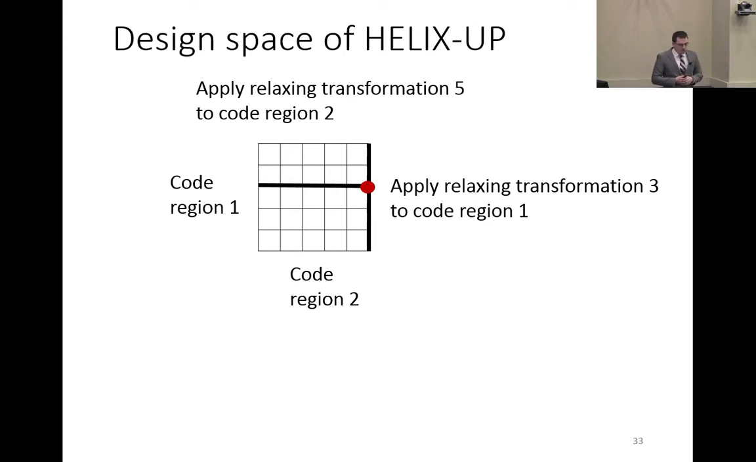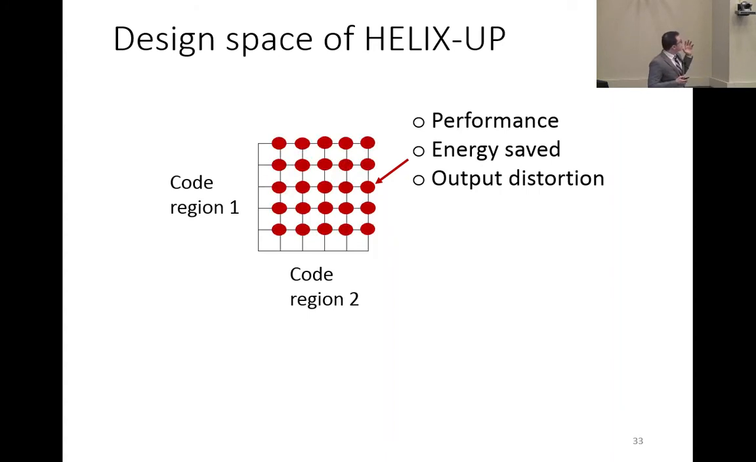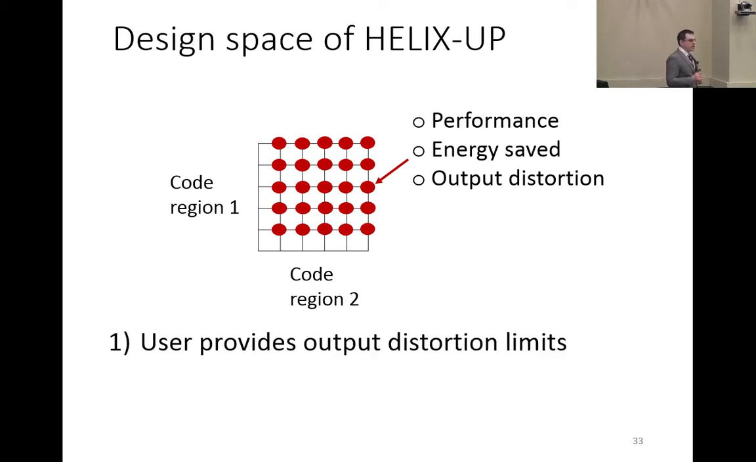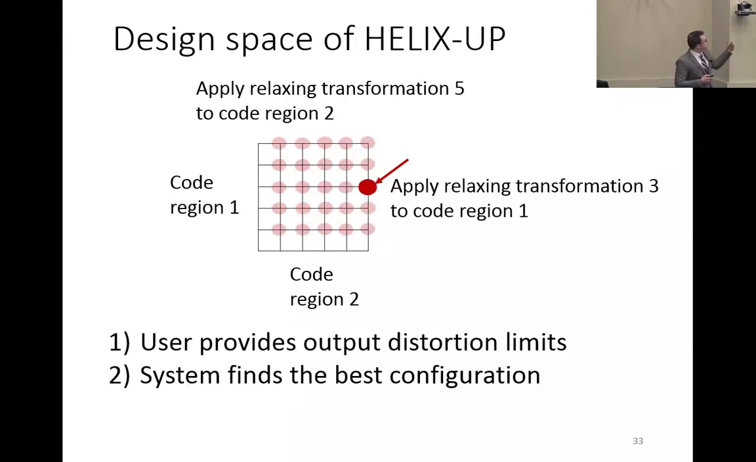The most obvious thing to do is characterize this point in performance obtained, energy saved, and the output distortion obtained on a set of representative inputs. Then, ideally, we would characterize all of the points inside the entire design space. So when the user sets the limits of the output distortion, the system can automatically infer the best configuration, the best way to generate the code to maximize performance or energy saved while validating the constraints set by the user, and then run this code.